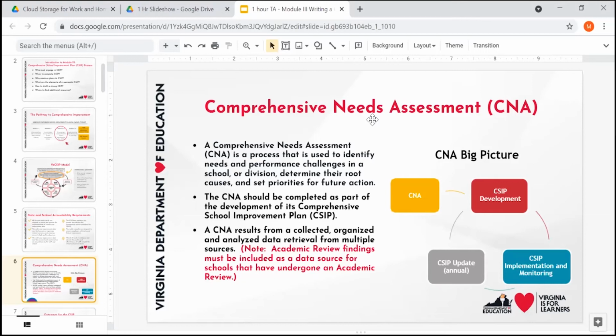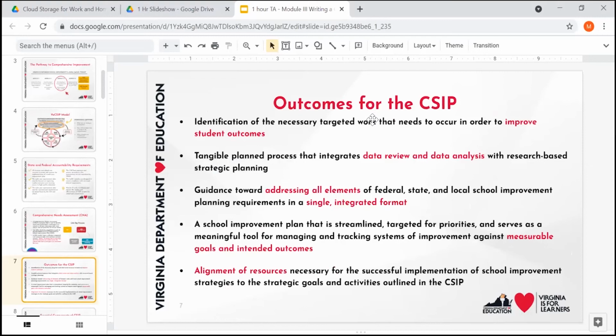And if you notice the CNA in our little diagram, it's kind of off to the side because it's important. You should always be updating and reviewing that comprehensive needs assessment as it builds into your improvement plan. So what are the outcomes of a school improvement plan? Well, these are the outcomes, and we'll emphasize all of this today.